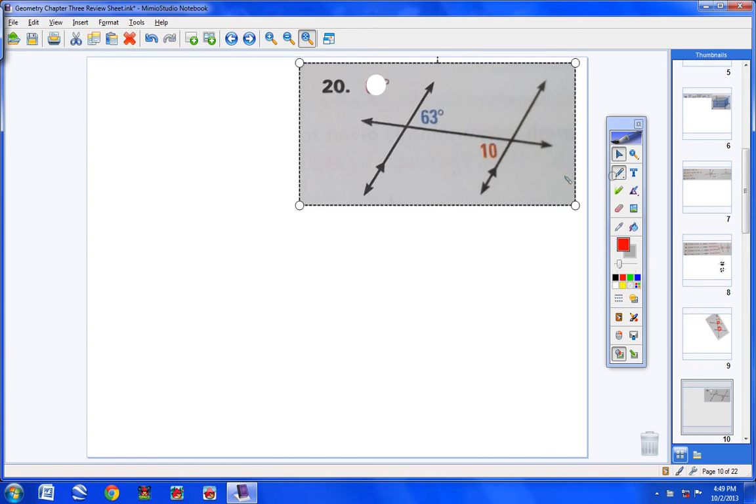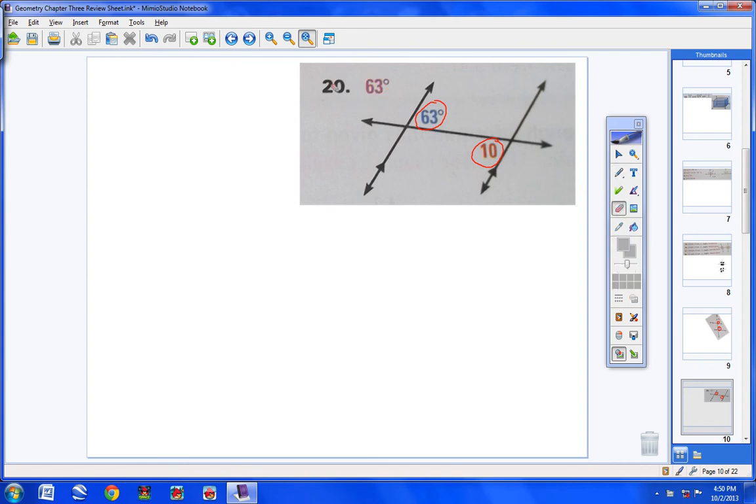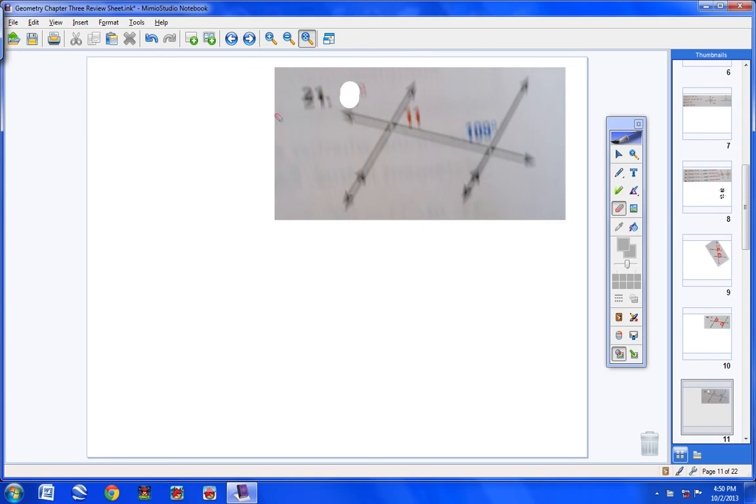Now, we have two parallel lines right here and right here cut by a transversal. Now, when that happens, what do we call these two angles here? Well, these two angles are on the inside. They're on different sides of the transversal. We call these angles alternate interior angles. Alternate interior angles, okay? So what we've learned is when two parallel lines are cut by a transversal, alternate interior angles are congruent. So angle 10 would also be 63 degrees, okay? All right. Moving on to number 21.